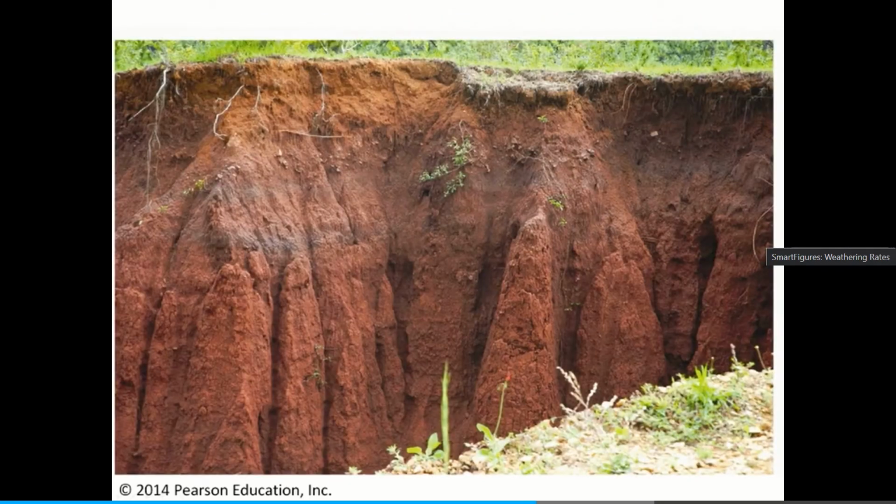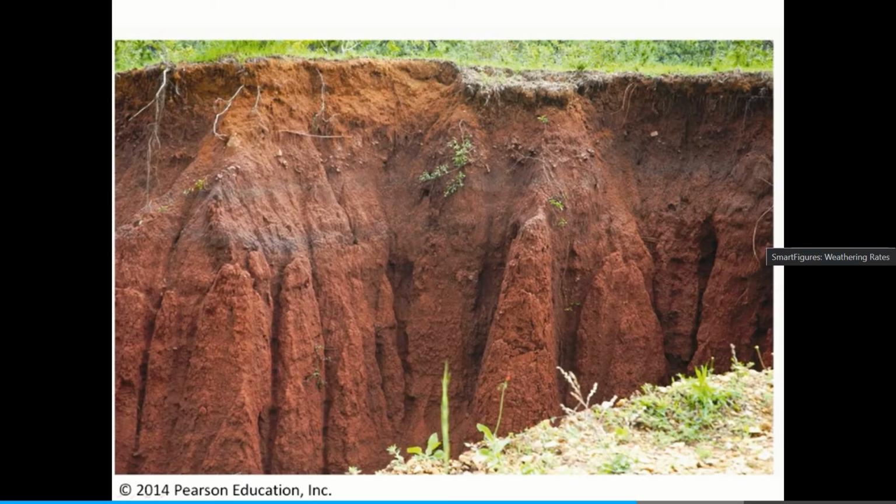Another variable to consider is climate. You're looking here at a gully eroded into laterite. Laterite is a bright red tropical soil. Warmer, wetter climates tend to produce faster rates of weathering than cooler or drier climates. So the water helps facilitate all kinds of chemical reactions: dissolution, hydrolysis, and oxidation. And then the temperature, of course, provides the energy to run those reactions. So higher temperatures have more heat energy, and the opposite, of course, will be true in a colder environment.